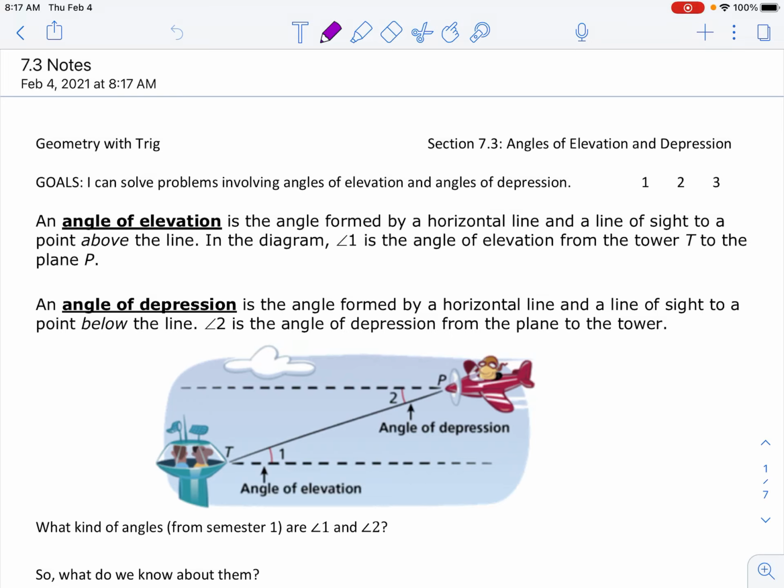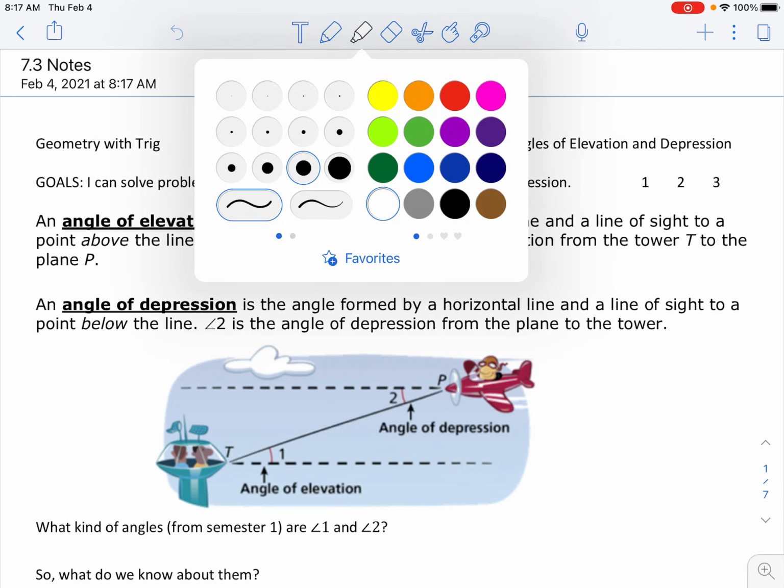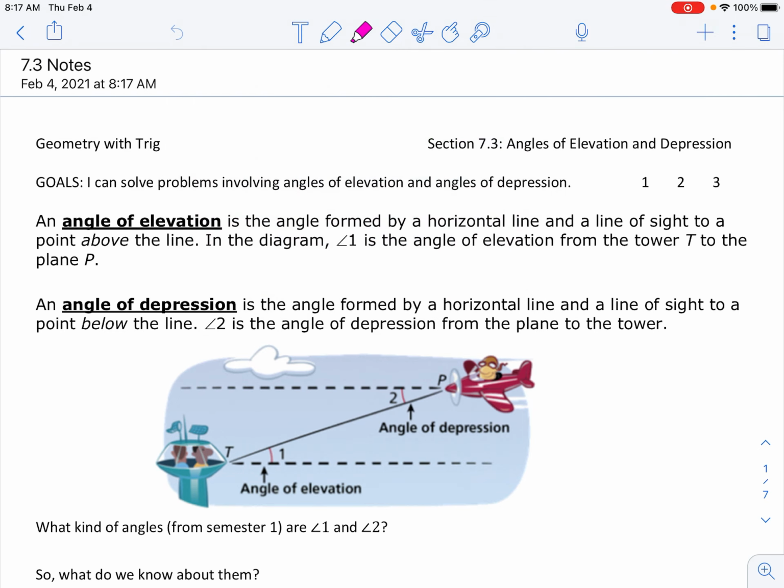All right, today we're going to go ahead and get into section 7.3 notes. Today is going to be a focus on word problems. Basically what we're going to do is create a right triangle from a word problem and then use sine, cosine, or tangent to solve it. There's two words here: angle of elevation and angle of depression.